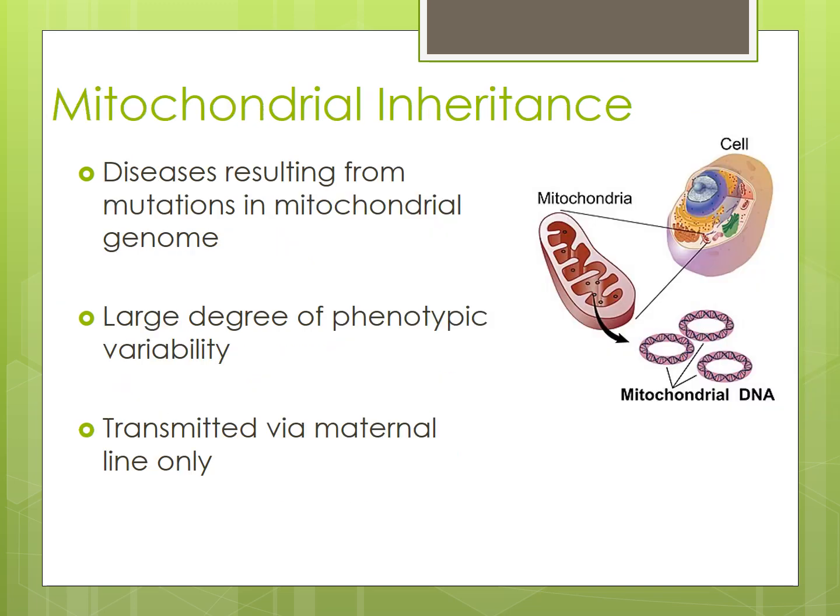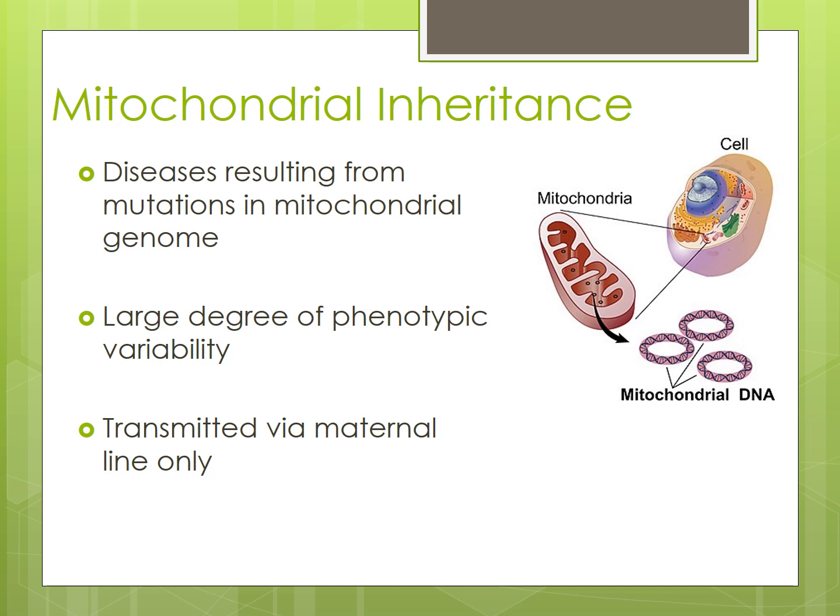To finish up our discussion of inheritance patterns, I wanted to talk about mitochondrial inheritance. Mitochondrial inheritance is another way that genes or affected states in diseases can be passed on. Mitochondria are kind of mini cells within our cells. They are the powerhouse of the cell. They have their own genome, and if they have their own DNA, they can pass that on to the next generation.